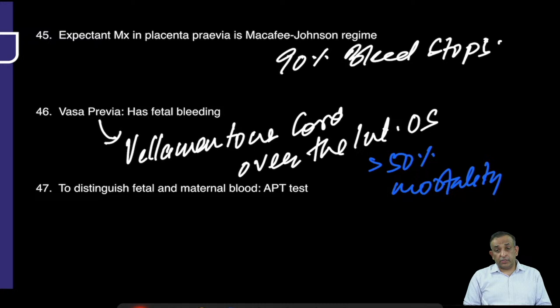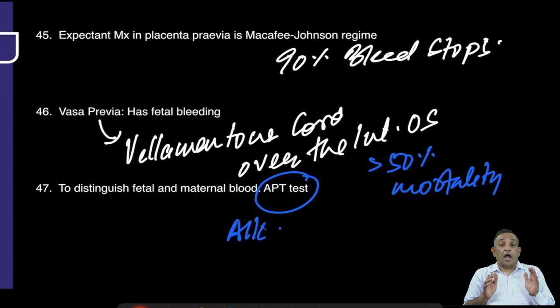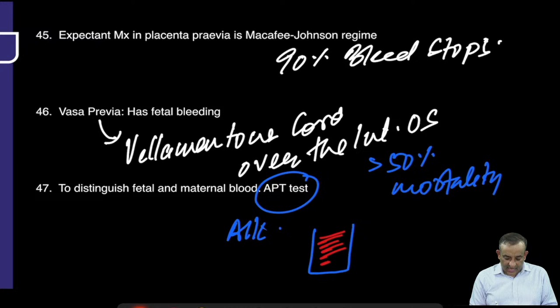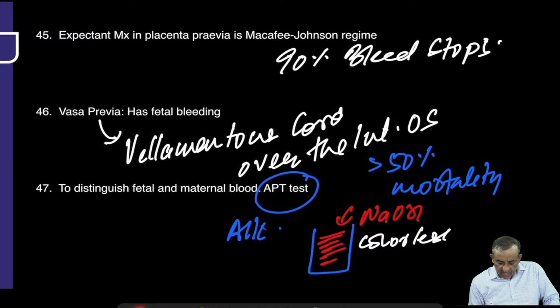So, to distinguish whether this blood which is coming out of the mother is fetal blood or maternal blood, you have to do the APT test. This is the alkaline denaturation. Alkaline denaturation of the RBCs will happen. If you take this blood and put it into a test tube and then you add sodium hydroxide, this sodium hydroxide will make the RBCs colorless. Why? Because the hemoglobin will have alkaline denaturation. So that alkaline denaturation is the reason why the RBCs become colorless. That is the maternal RBCs. But if it is fetal RBCs, they will stay red. So if they become colorless, then they are maternal RBCs, and if they are still red, then they are fetal RBCs. So this is to distinguish.